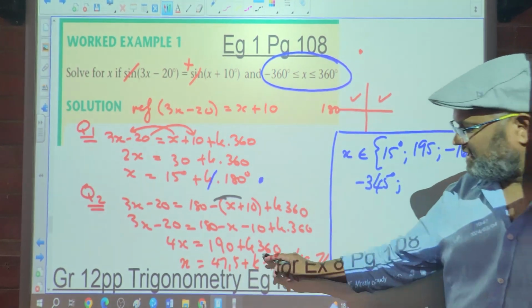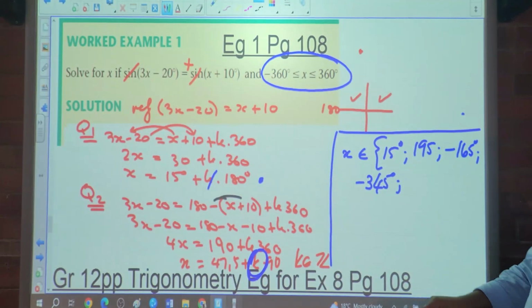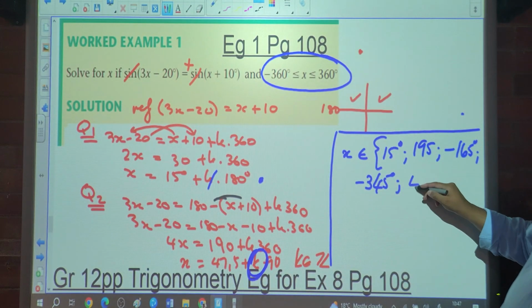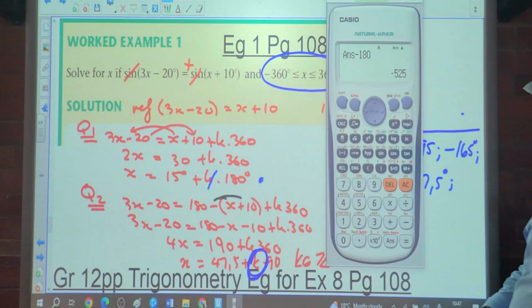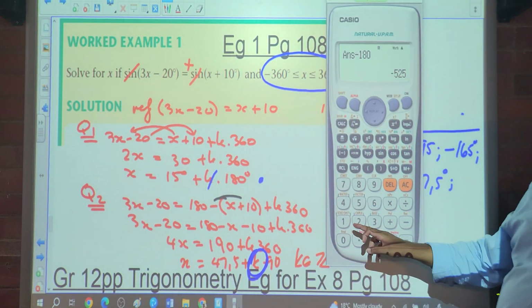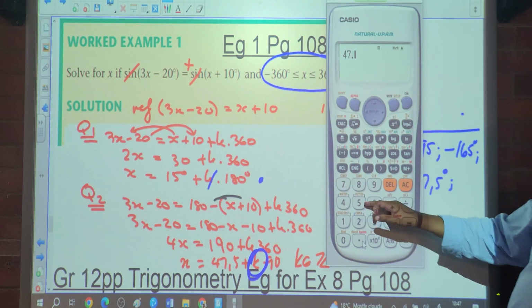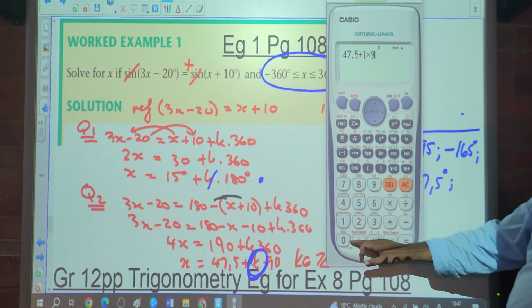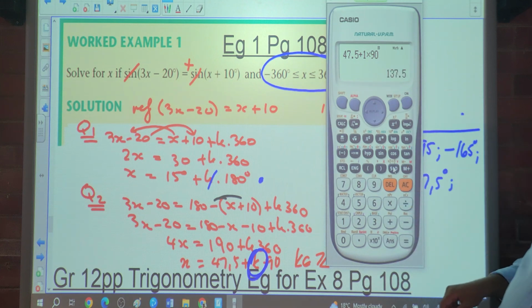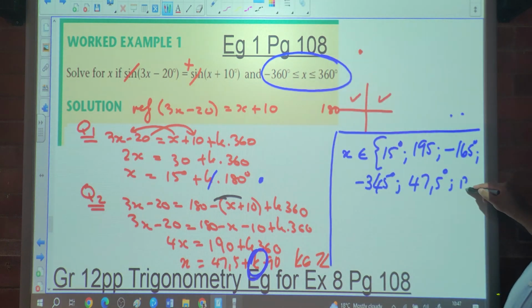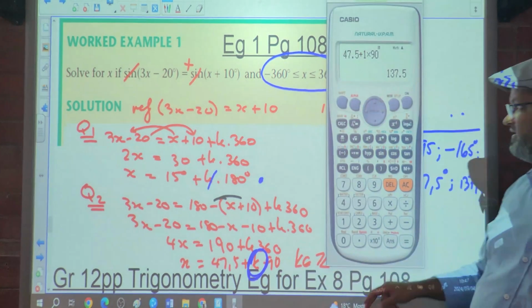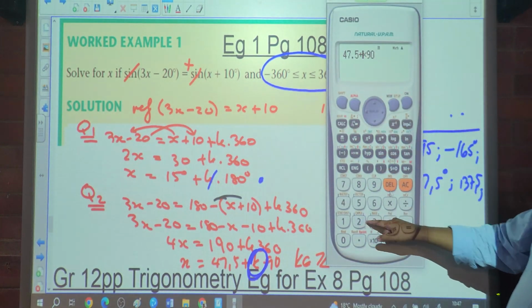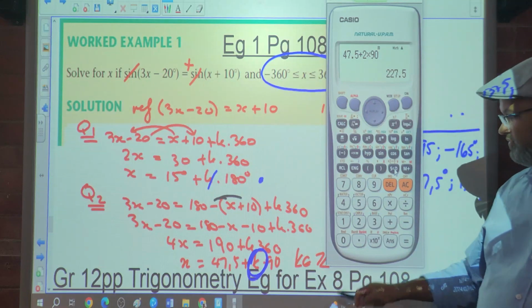So I'm at this point now. If I put 0 in there, what do I get? 47.5 degrees. Now I put 1 in. I'm going to get 137.5. So it's 47.5 plus 1 times 90, which is 137.5. If I add another 90, I'm going to get 227.5. So I replace k with a 2, giving 227.5.